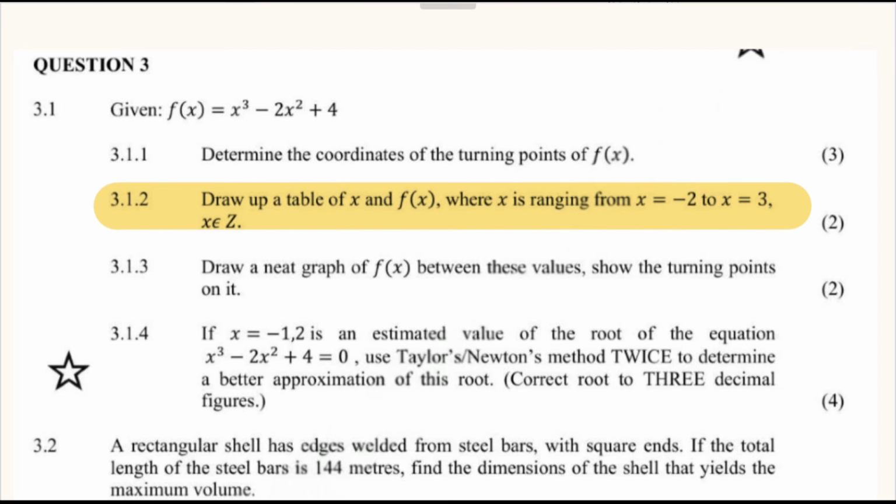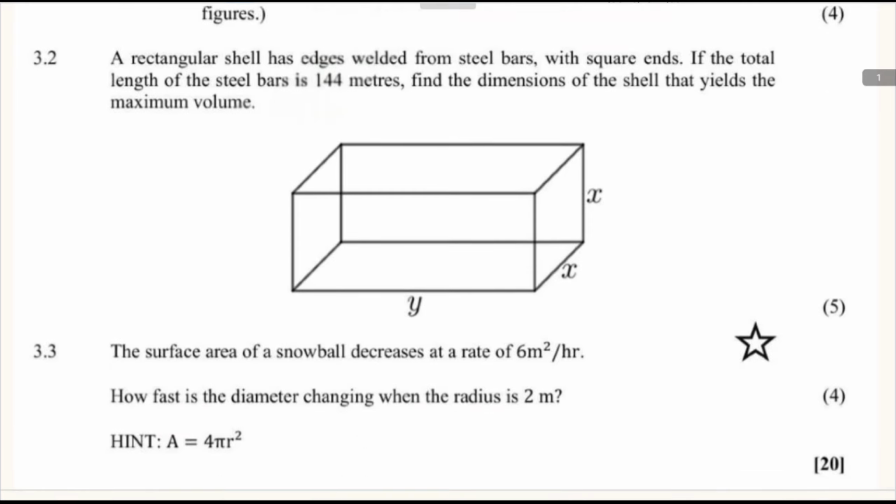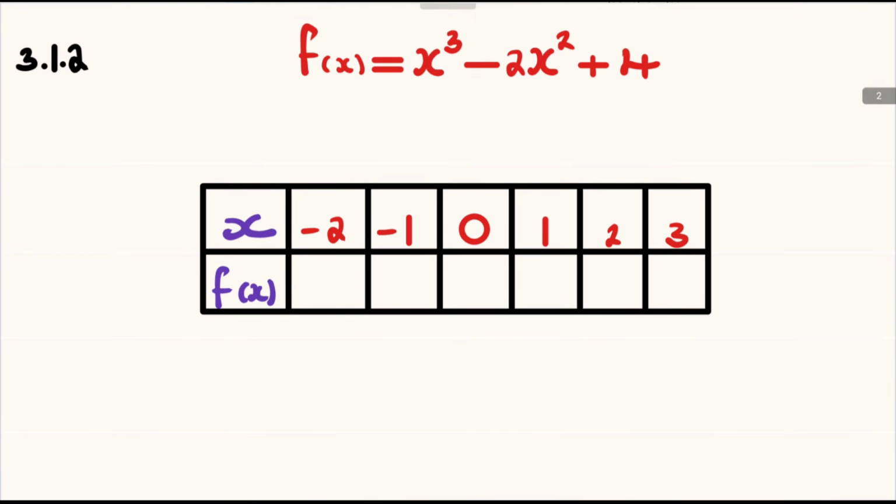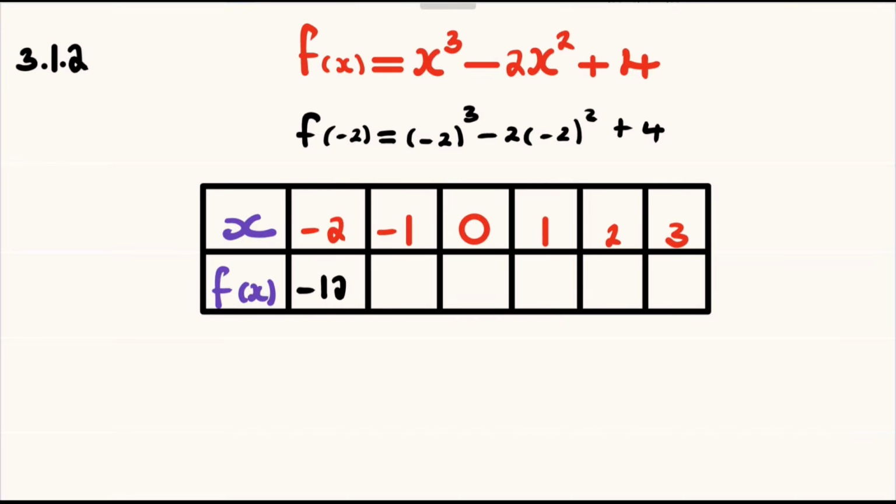Question 3.1.2, we draw up a table of x and f of x where x is ranging from negative 2 to positive 3. For this question, we just substitute the integer values from negative 2 to 3 where there is x. So we start with negative 2. So f of negative 2 will be equal to negative 2 raised to the power 3 minus 2 multiplied by negative 2 squared plus 4, and on our calculator, this will be equal to negative 12.